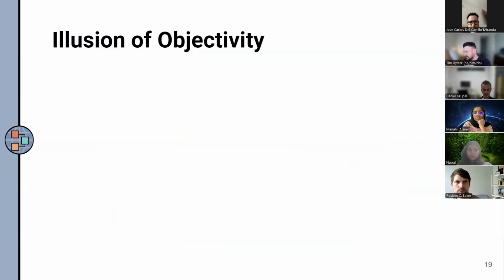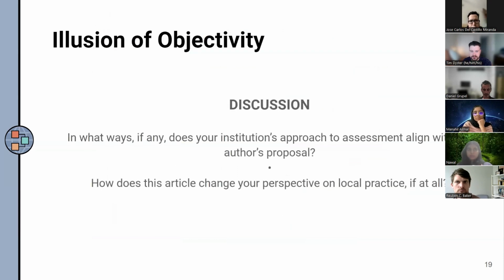And that brings us to the closing set of reflections, which is: in what ways, if any, does your institution's approach to assessment align with the author's proposals? And then how does the article change your perspective on your local practices, if at all?